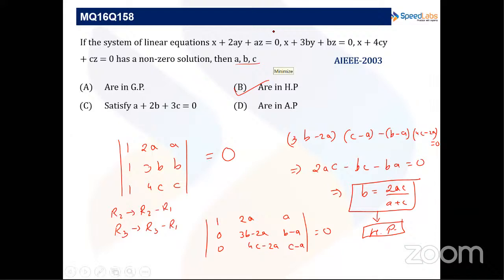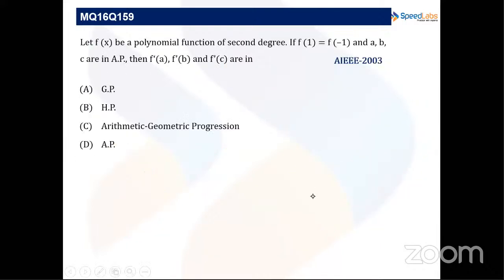Yeah, correct. Moving to the next one. Right, fast, fast, fast.